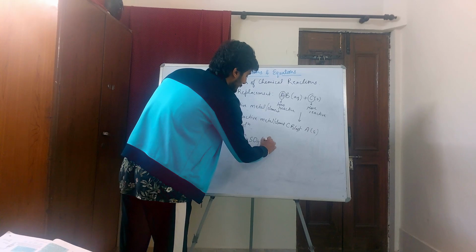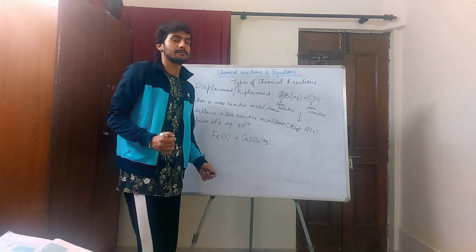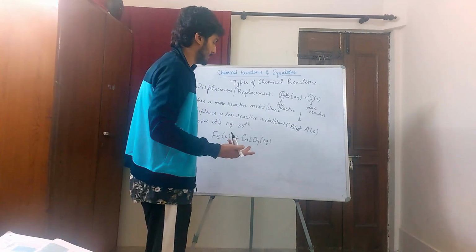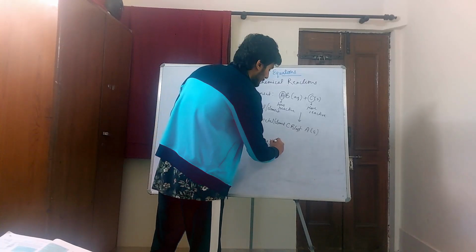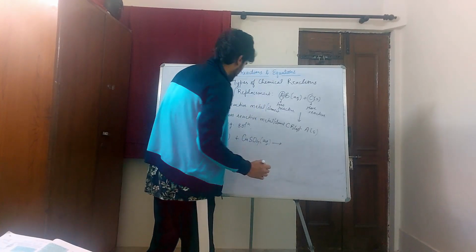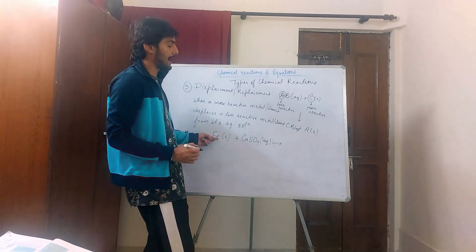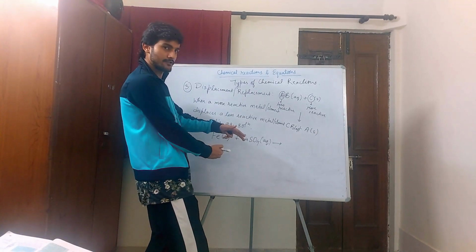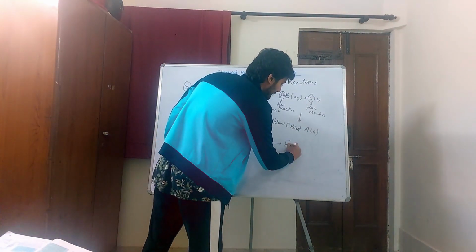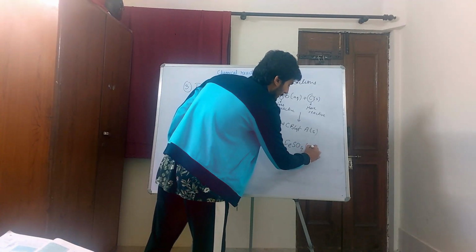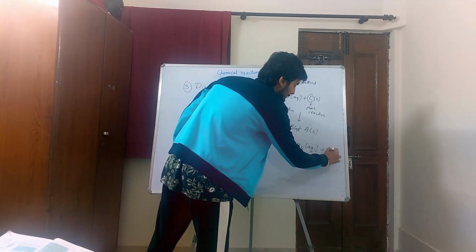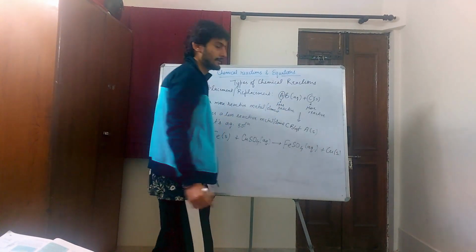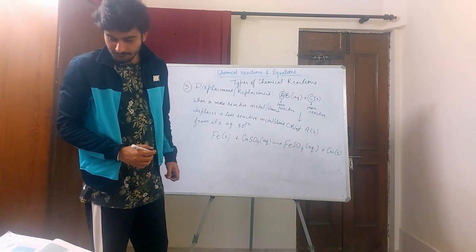You can refer to the activity, because nowadays you are getting diagram-based questions as well. The paper pattern has been changing lately. So yeah, iron is more reactive than copper. So what will happen? Change of places, right? So we will get FeSO4 aqueous plus Cu solid. This is the first example.